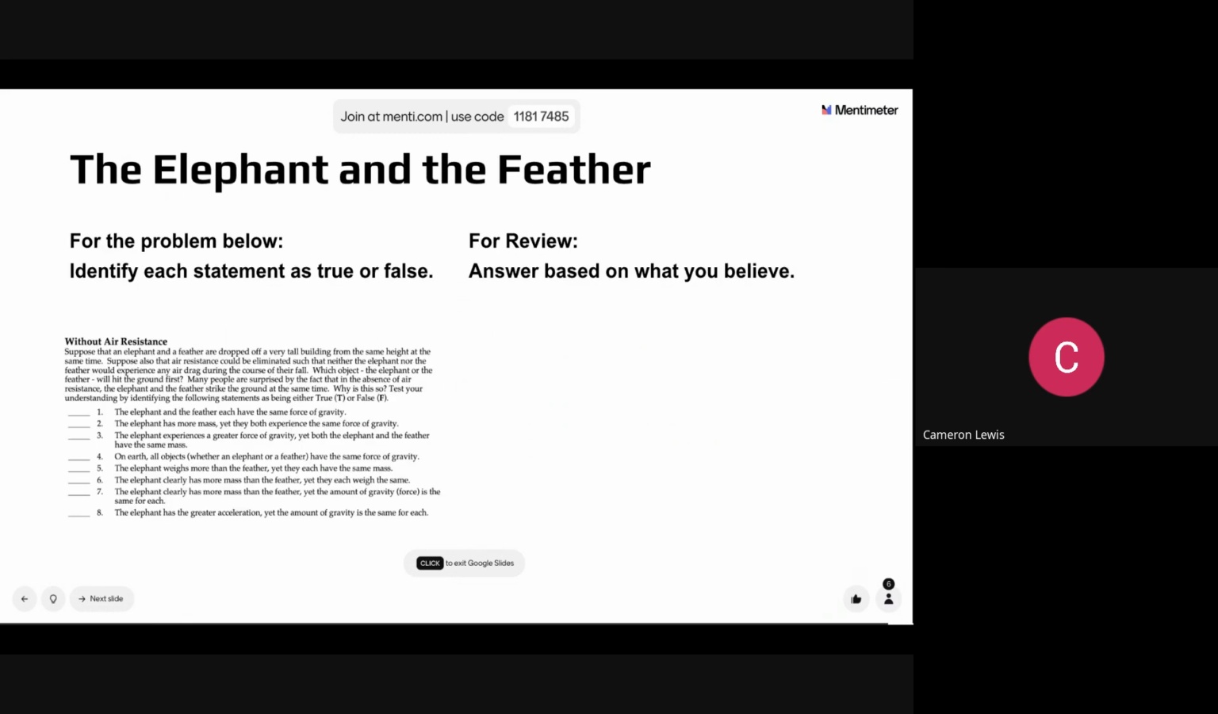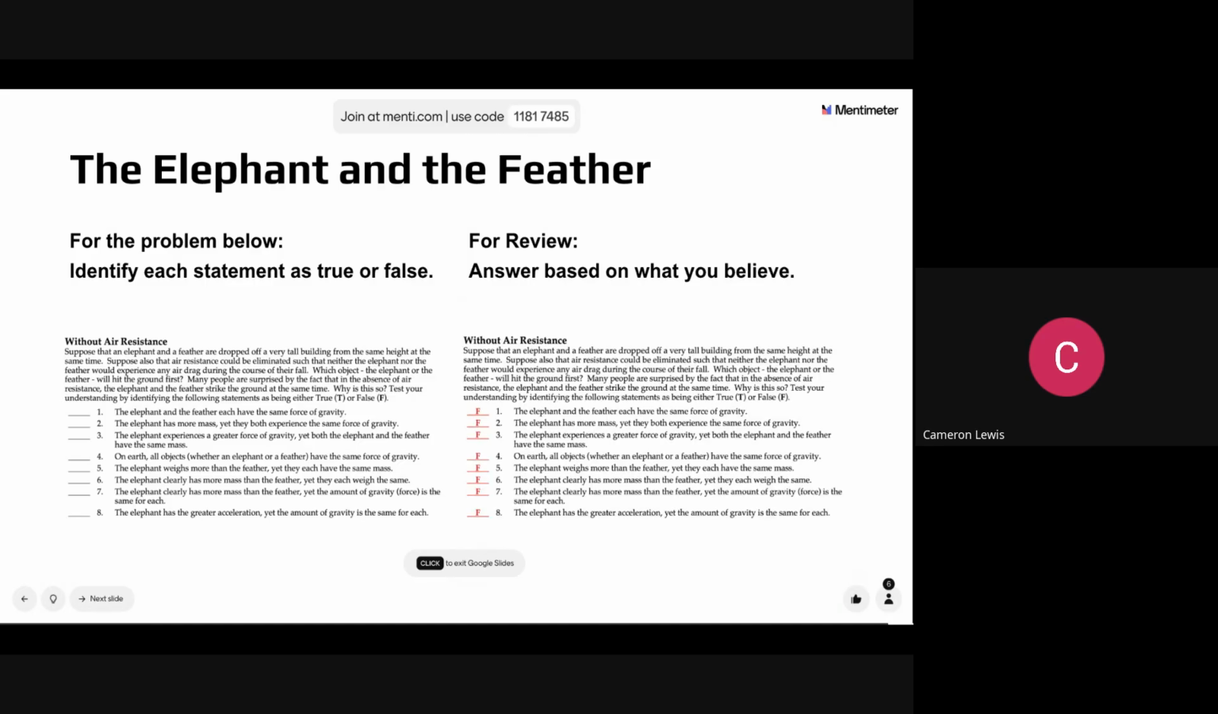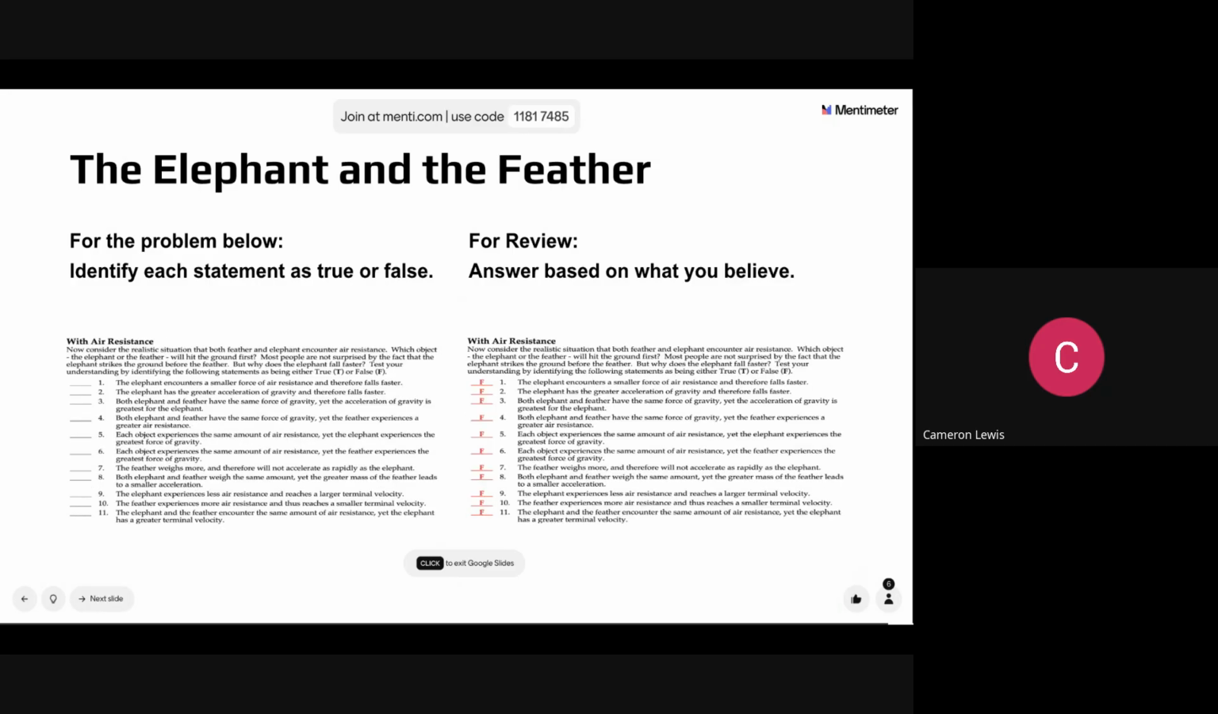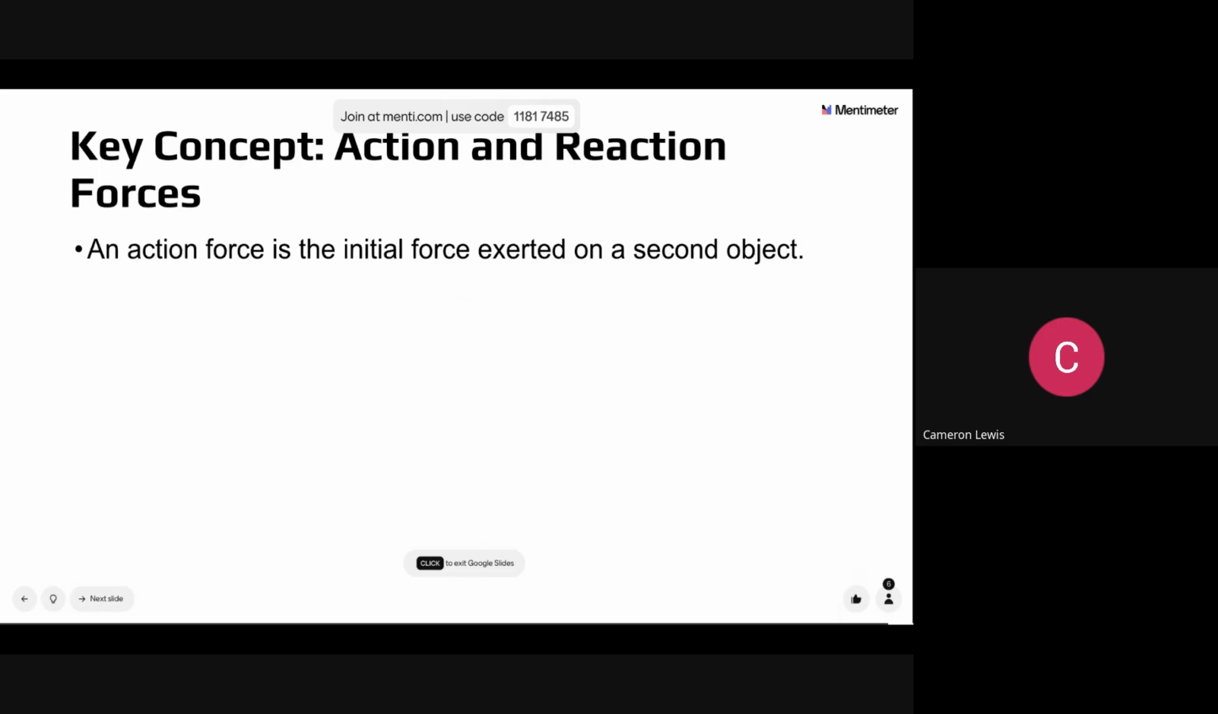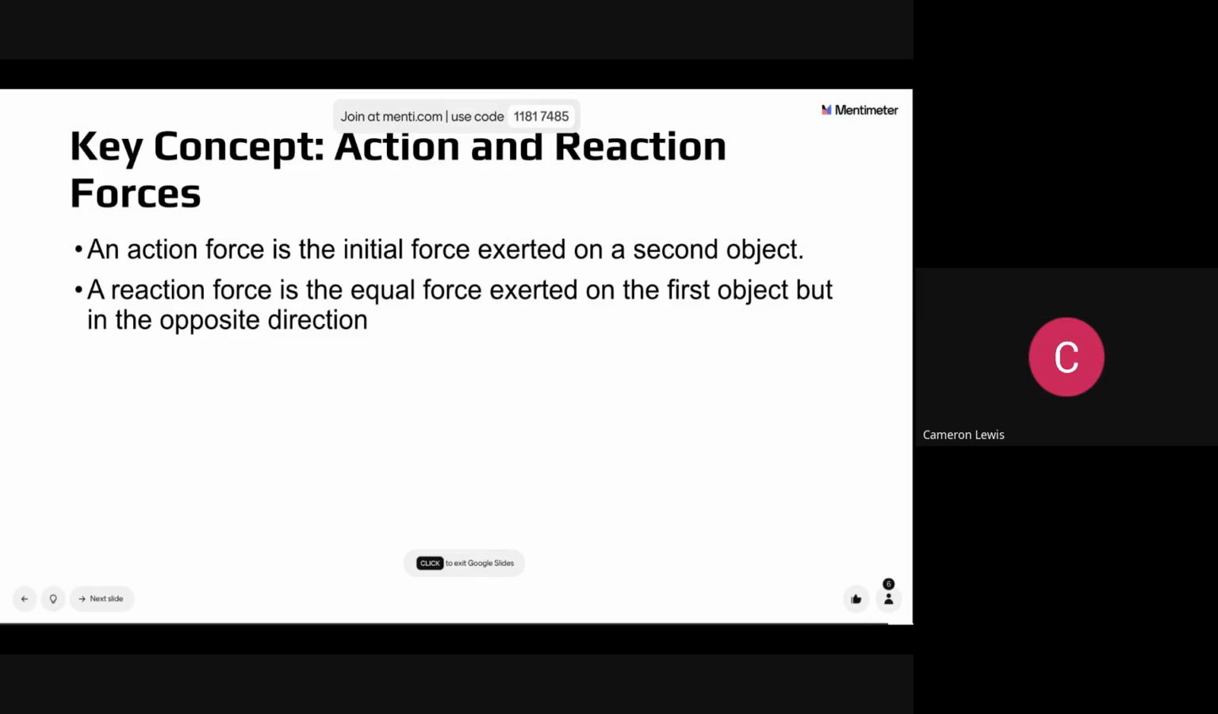Then we did some preconceptions to end up with the elephant and the feather. We wanted to identify each statement as true, and then we figured out that certain things we thought about were air resistance, and without air resistance, we were kind of wrong. Then that brings us to our last points of understanding: action and reaction forces. So now we have an action force, the initial force exerted on the second object, where the reaction force is the equal force exerted on the first object, but in the opposite direction.